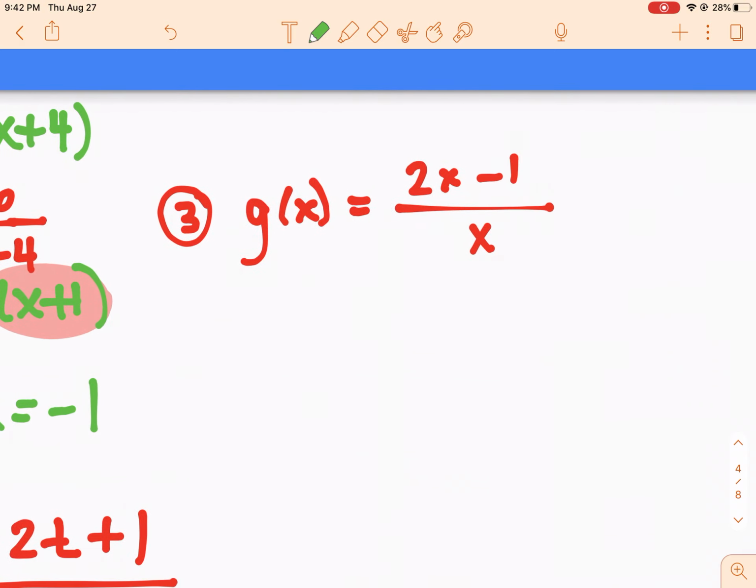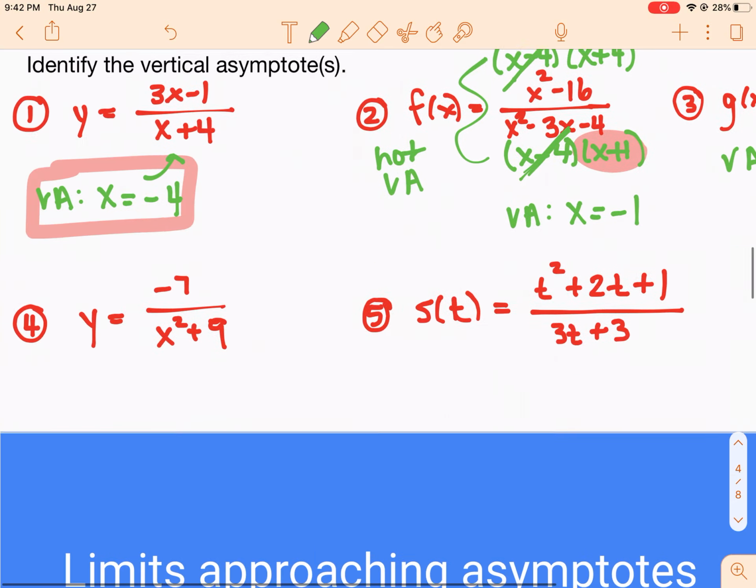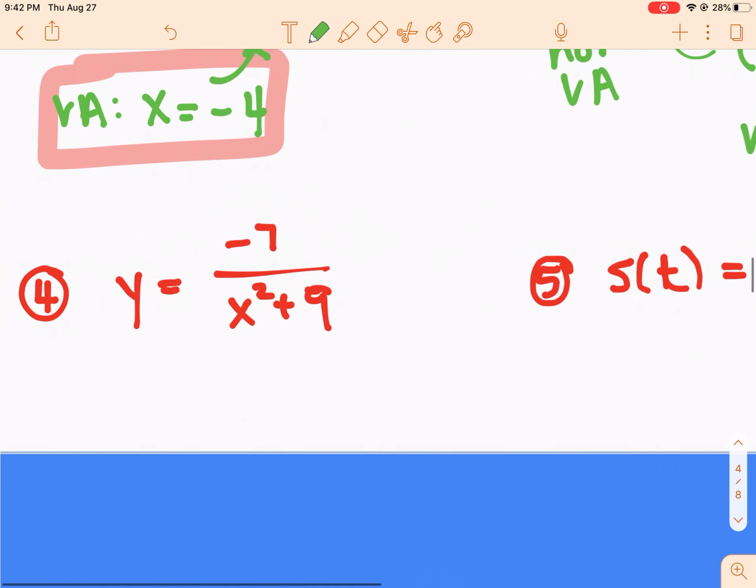Okay, so I'm on to the third example. This one's pretty straightforward. I'm just going to take that denominator and set it equal to 0, and that is where my vertical asymptote exists. Okay. Looking at number 4, I'm going to take the denominator, and I'm going to set it equal to 0.